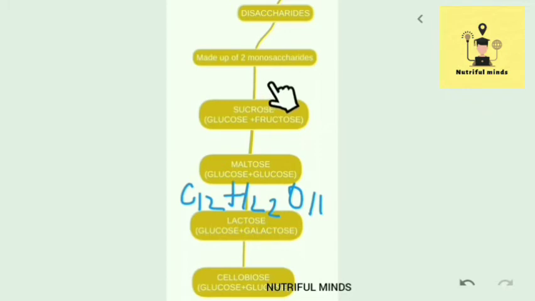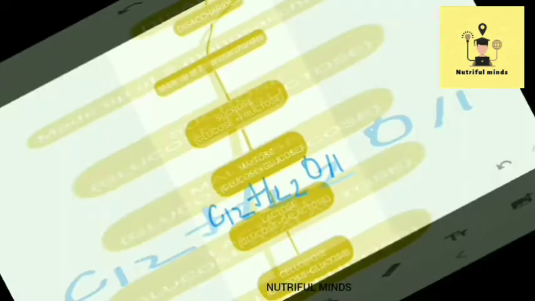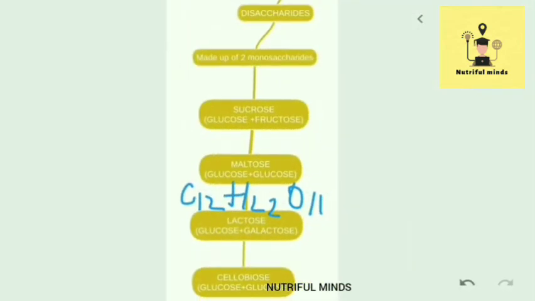Sucrose. Sucrose is also called table sugar. It is prepared from sugarcane and sugar beets, which are rich sources of sugar. Sucrose is found in almost all plants. Sucrose is hydrolyzed by the enzyme sucrase in the small intestine of humans.